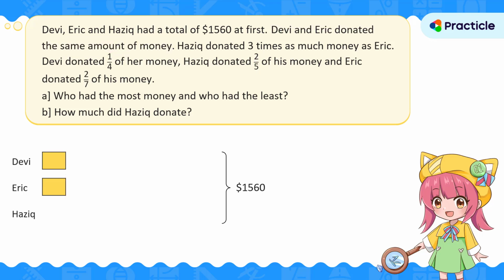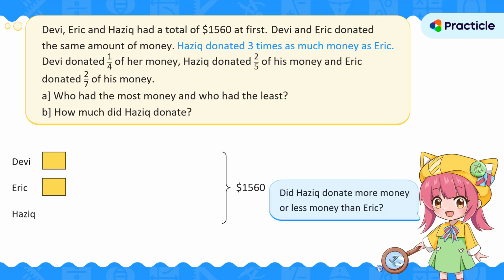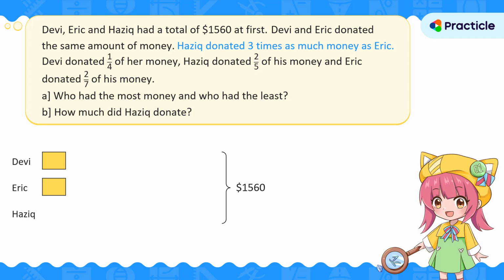How much did Hazik donate? We are given that Hazik donated 3 times as much money as Eric. How can we draw the bar that represents the amount of money that Hazik donated? Did Hazik donate more money or less money than Eric? If you said Hazik donated more money than Eric, you're on the right track. Let's draw a longer bar to represent the amount of money Hazik donated. Since he donated 3 times of what Eric donated, let's draw 3 times of this 1 unit, 3 units to represent that. So far so good?